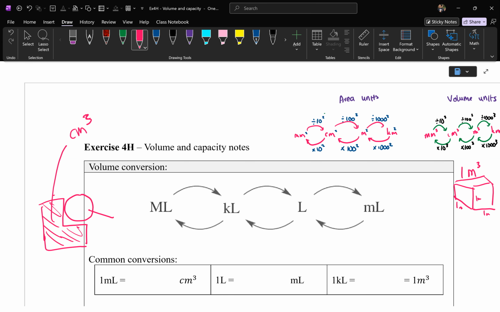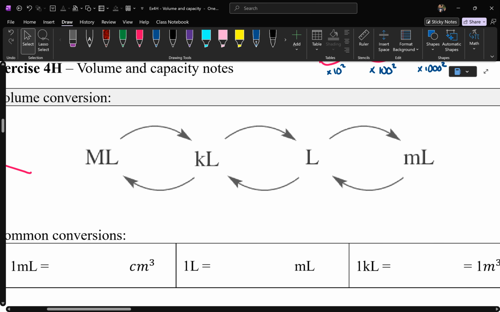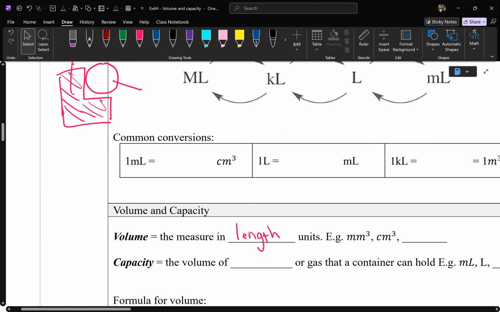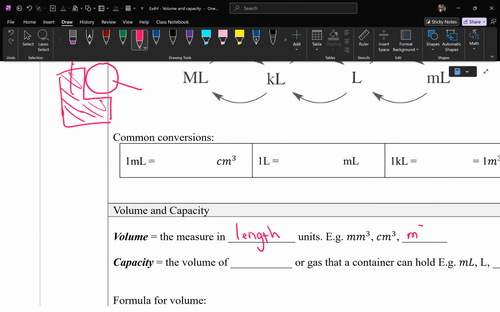Problem is, not everything that you buy is in cubic meters. If you were buying a swimming pool, they don't measure in cubic meters, they measure in liters. Buy a tub, they'll say that holds 30 liters. How do you convert, how much space is that? So volume can be seen in 2 ways. Volume is measured in length units, so you can have cubic meters like the example I just said.